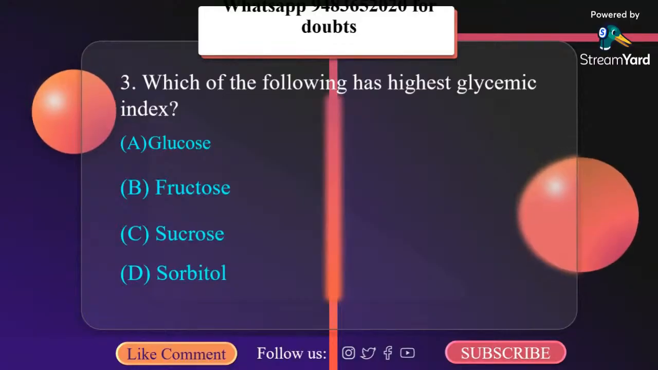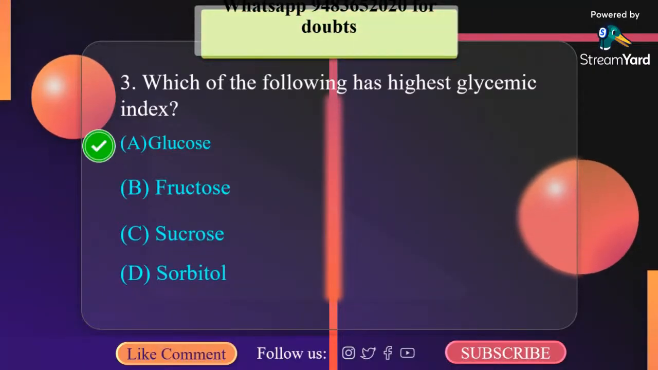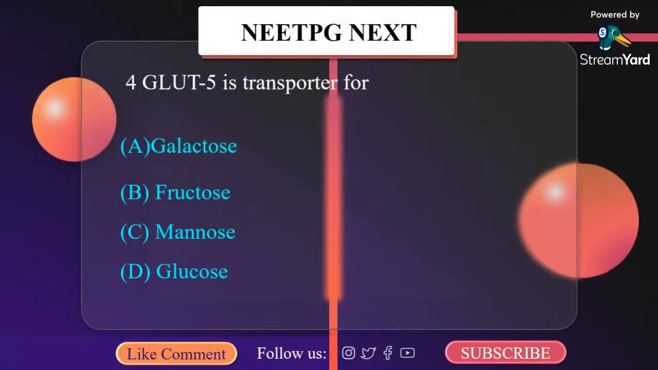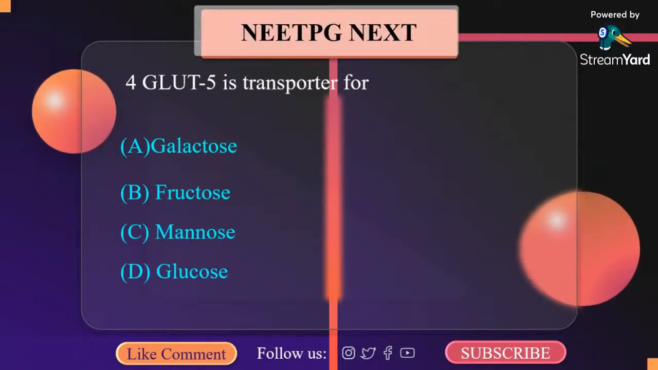Which of the following has the highest glycemic index? A. Glucose, B. Fructose, C. Sucrose, D. Sorbitol. It is glucose. GLUT5 is a transporter for A. Galactose, B. Fructose, C. Mannose, D. Glucose. It is for fructose.